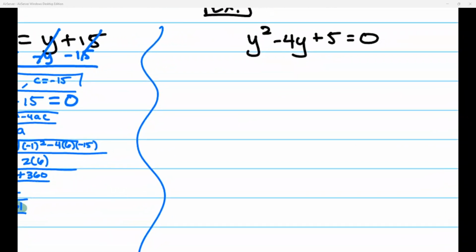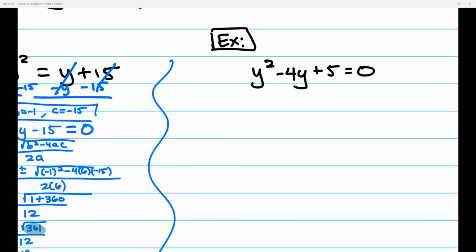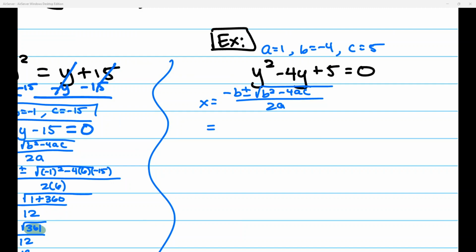I am going to go even faster on this one. We're just going to jam. It's already in standard form. A equals 1, B equals -4, C equals 5. All right, what do we have? Let's see. This is going to be x equals -b plus or minus the square root of b squared minus 4ac all over 2a.